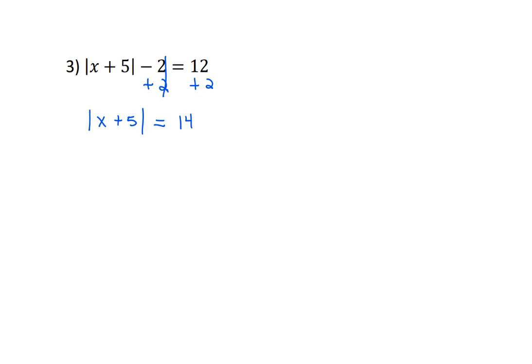Now, once the absolute value is by itself on one side of the equal sign, then I can take it out of the absolute value. So that would give me x plus 5 equals 14. And then I also need to set it equal to the opposite: x plus 5 equals -14. To solve this, I'm going to subtract 5 from both sides, and that gives me x equals 9.